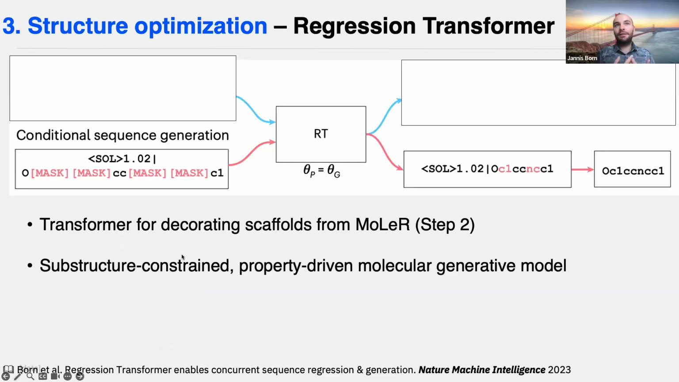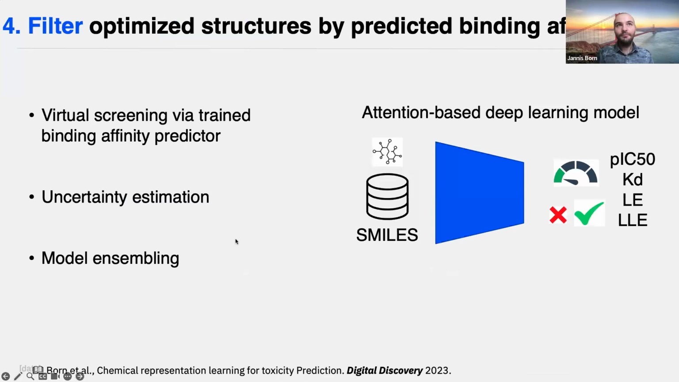And then we had to add a second design phase on top of this, which was done by another model, the regression transformer, which comes from our own lab. And here the idea was more to do something like a fragment growth. So you start from a scaffold, but you try to expand it to improve the inhibition or other properties.